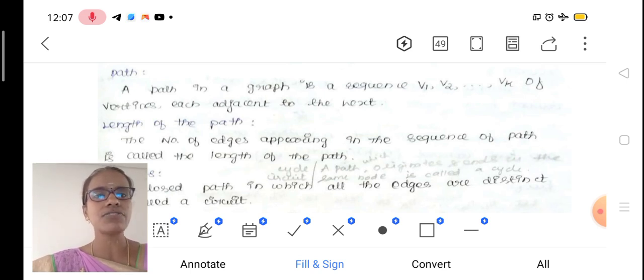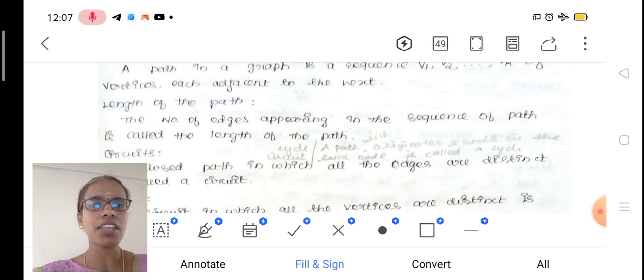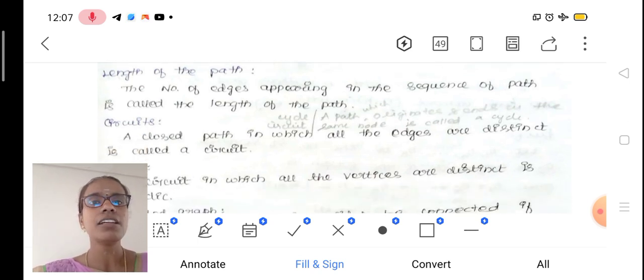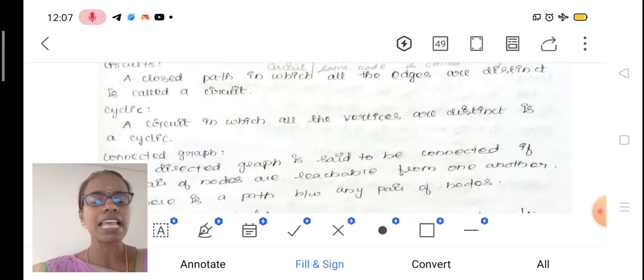A path in a graph is a sequence of vertices, each of which should be adjacent to the next. Then length of the path: the number of edges appearing in the sequence of the path is called the length of the path. And circuit: a closed path in which all the edges are distinct is called a circuit. Cyclic: a circuit in which all the vertices are distinct is cyclic.